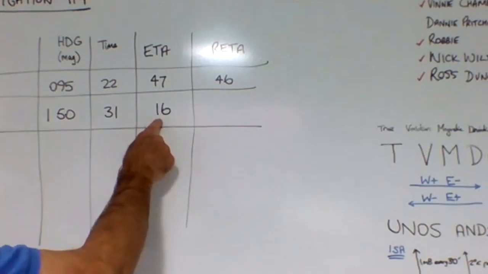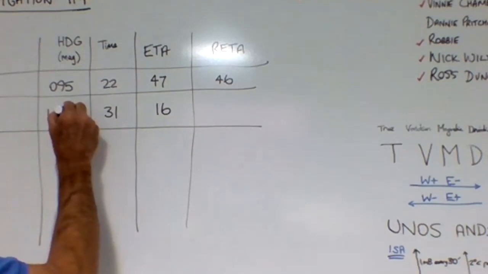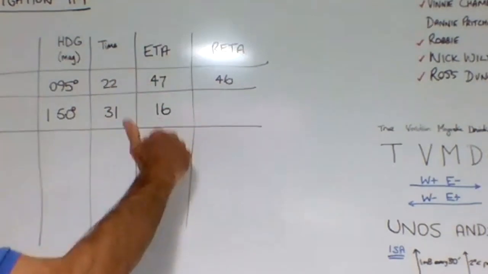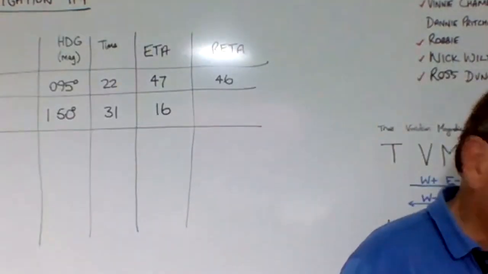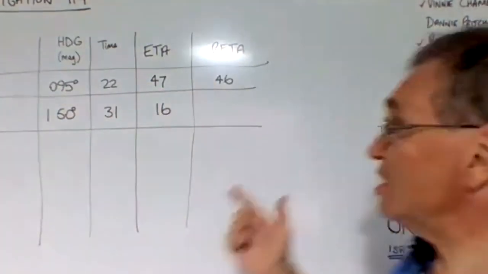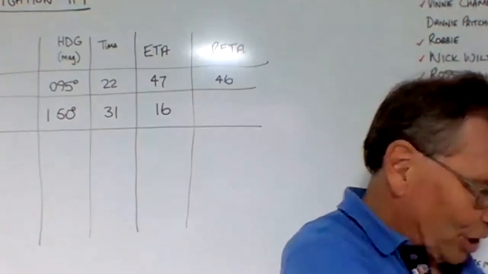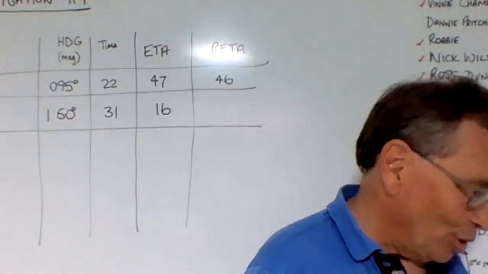That's my new ETA on a heading of 150 degrees. And that's how you would keep your plog updated through flight. You'd be constantly rewriting in your new ETA at every waypoint, ready for the next waypoint.